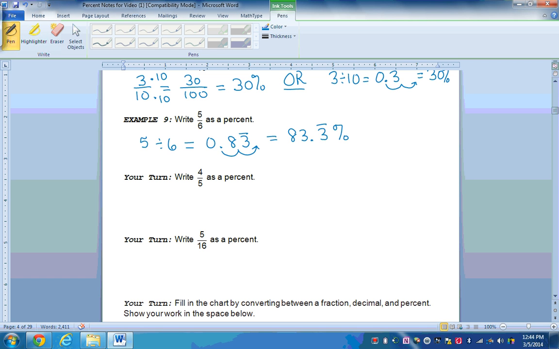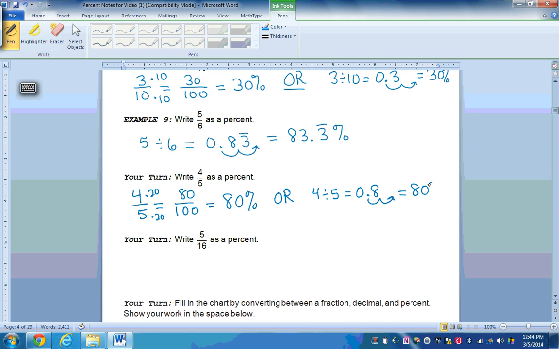All right, welcome back. Let's take a look at these 2. 4/5 we could do both ways, so I'm going to show both ways. You only needed to do it one way, but I'm going to show both ways so that I cover everybody here. 4/5, I can change it into something over 100 times 20 times 20, and I get 80. 80 over 100 is the same as 80%. If you did it the division way, it comes out to 4 divided by 5 is 0.8. Move the decimal over 2 spots and put a 0 there. It ends up being 80%. Either way is perfectly fine.